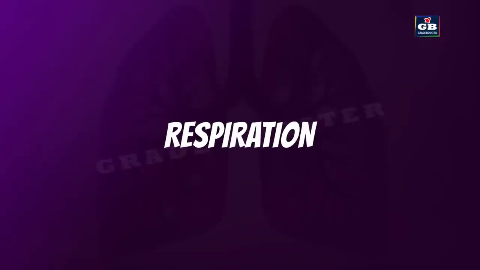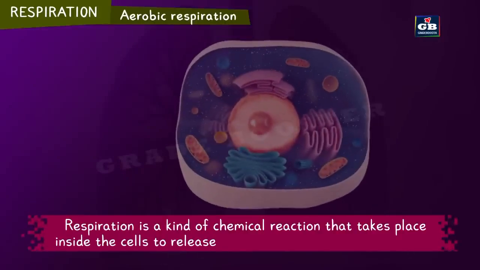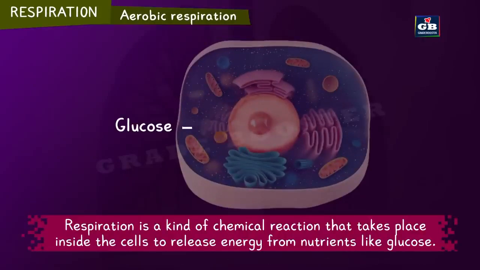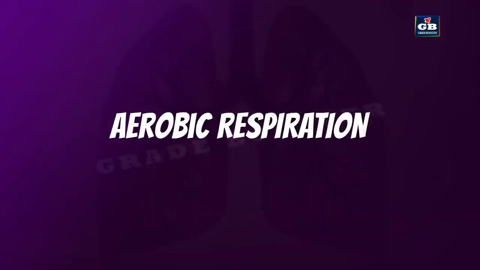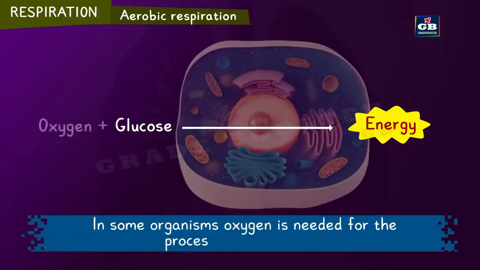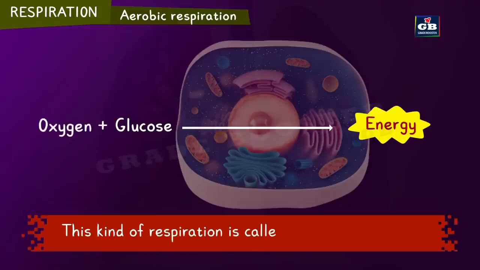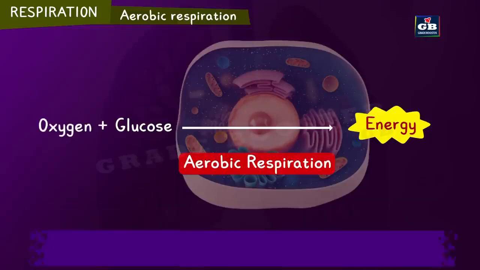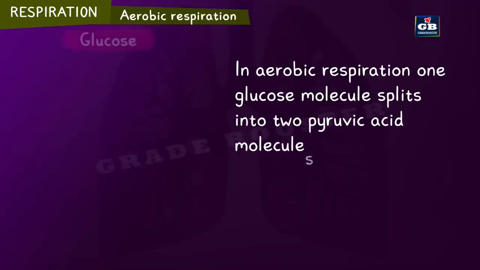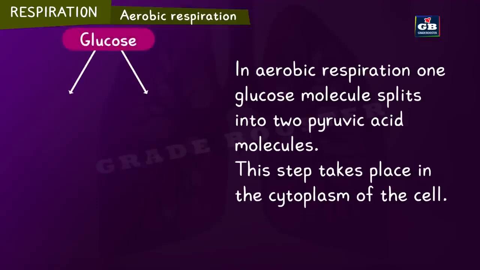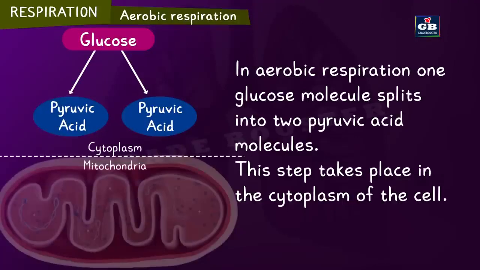Respiration. Respiration is a kind of chemical reaction that takes place inside the cells to release energy from nutrients like glucose. Aerobic respiration. In some organisms, oxygen is needed for the process of respiration. This kind of respiration is called aerobic respiration. So the respiration that takes place in the presence of the oxygen is called aerobic respiration. In aerobic respiration, one glucose molecule splits into two pyruvic acid molecules. This step takes place in the cytoplasm of the cell.